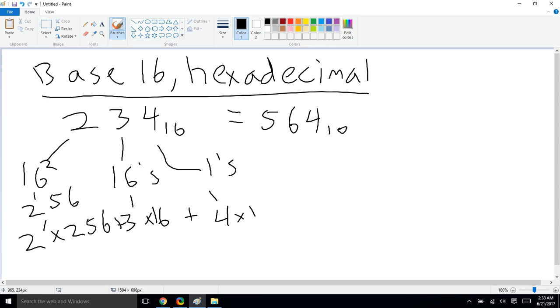So 234 as a base 16 number is 564 as a base 10 number. Alright, now let's look at the 1's place for base 16.